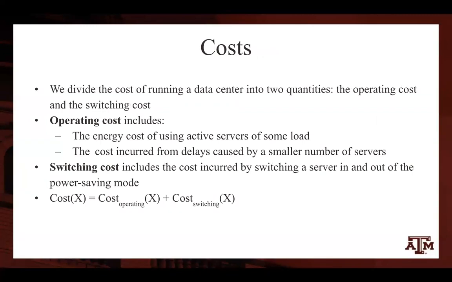Let's now talk about the cost of running the data center. We see that the total cost of running the data center can be divided into two parts, which are operating costs and switching costs. Operating cost has two components, the energy cost of maintaining active servers with some load, and the second is the cost incurred from delays caused by a smaller number of servers. Switching cost, on the other hand, is the cost incurred by toggling the server into and out of the power saving modes. This includes the delay cost, migration cost, and wear and tear costs.